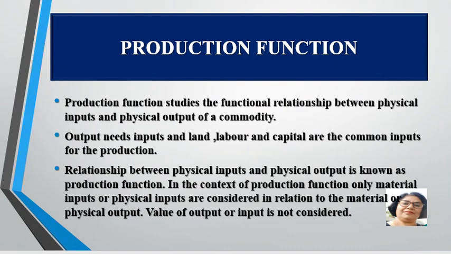When we talk about production function, only material inputs or physical inputs are taken into account. We don't use the economic value of the input or economic value of the output. We are only concerned with the physical inputs, how much quantity is used to produce the quantity of output. Like we require 5 units of capital and 4 units of labor to produce 10 units of X commodity.